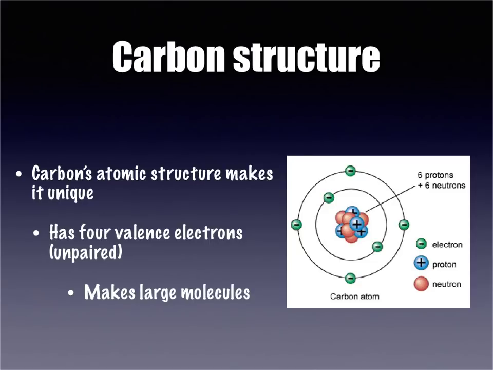Carbon's atomic structure makes it unique. Its outermost energy level has 4 valence electrons. Because of these 4 unpaired electrons, carbon is able to make very large molecules. It can bond with 4 other atoms, including itself.